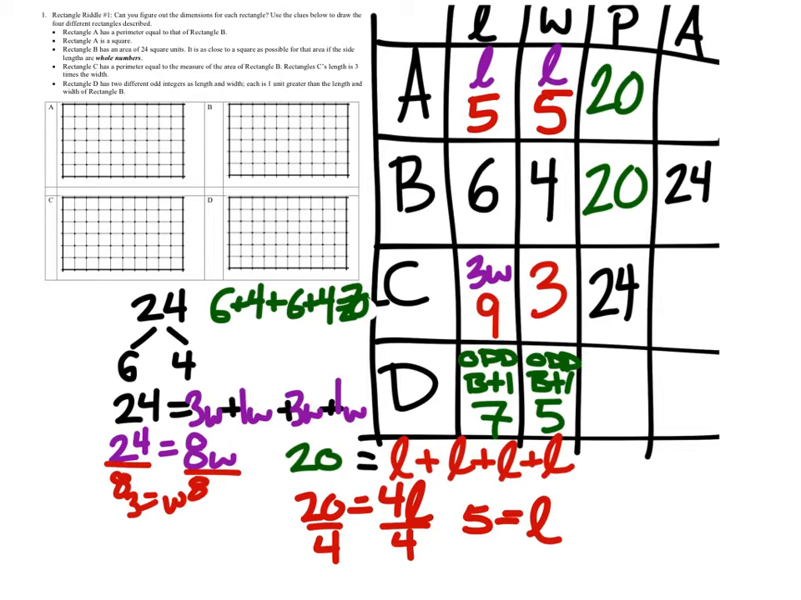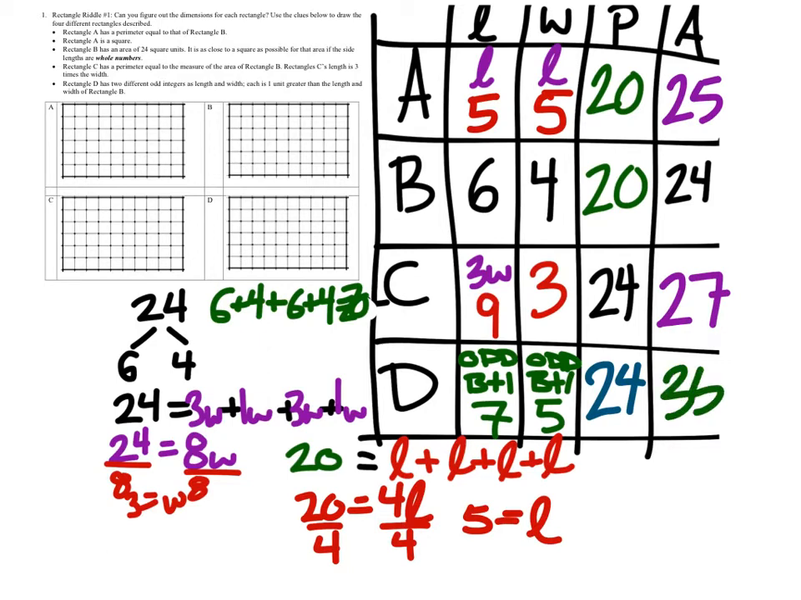Do we know the area of A? Or can we find it? Sure, how would we do it? 5 times 5 is 25. What about C? What would be the area of rectangle C? All right, so the area of C is 9 times 3, which would be 27. The perimeter of D would be 7 plus 5 plus 7 plus 5, which would be 24 units. And to find the area of that one, we do 7 times 5, which is 35.